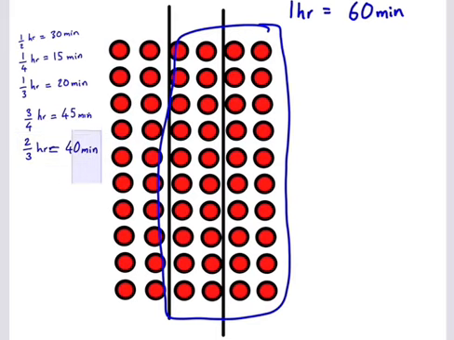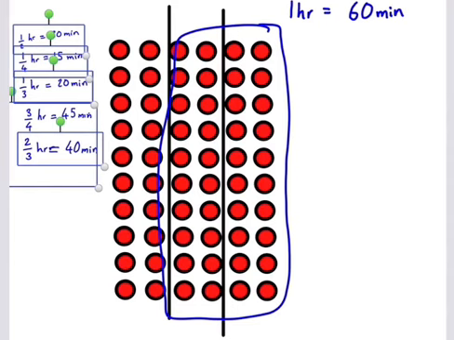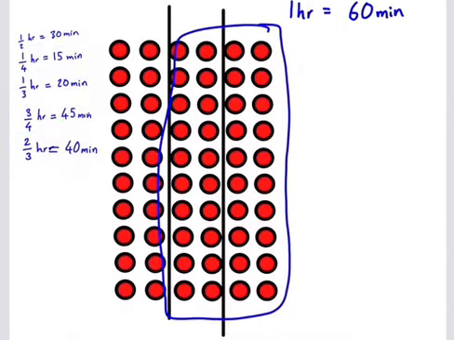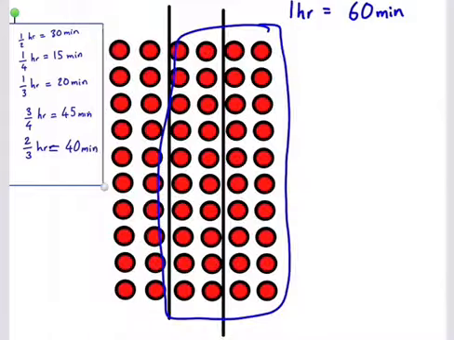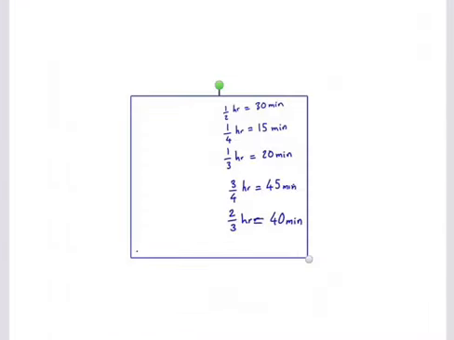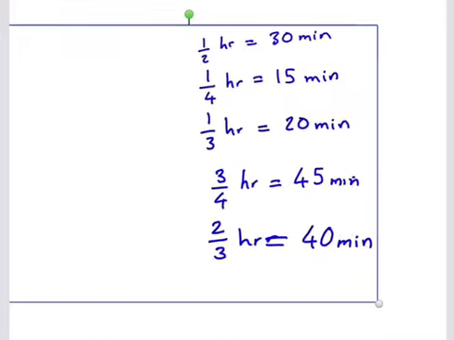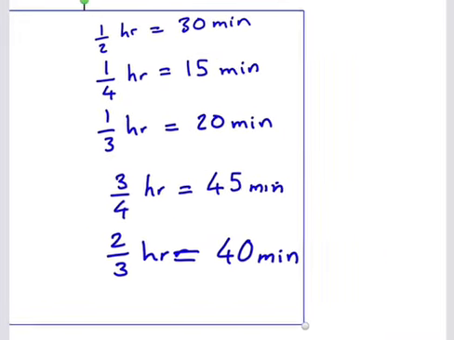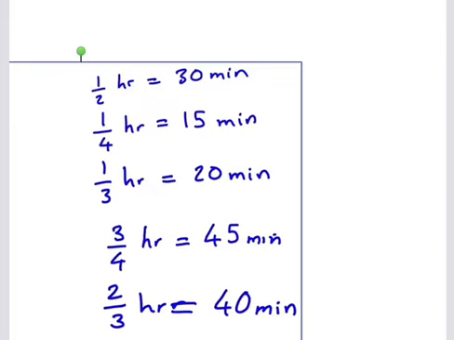So, let's have a look at these numbers. I should have started with 1 hour really, shouldn't I? 1 hour is 60 minutes, half an hour is 30 minutes, quarter of an hour is 15 minutes, third of an hour is 20 minutes, 3/4 of an hour is 45 minutes, and 2/3 of an hour is 40 minutes. Brilliant.